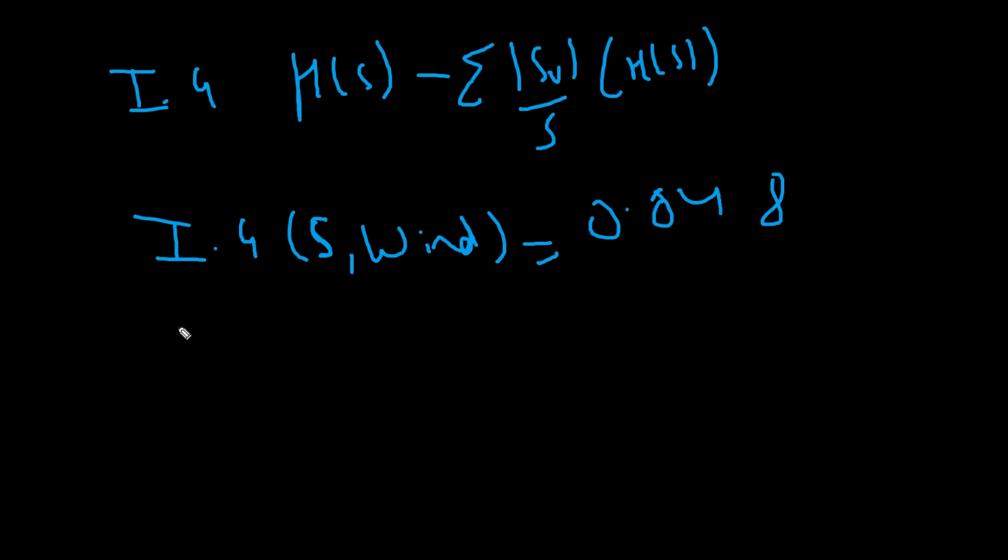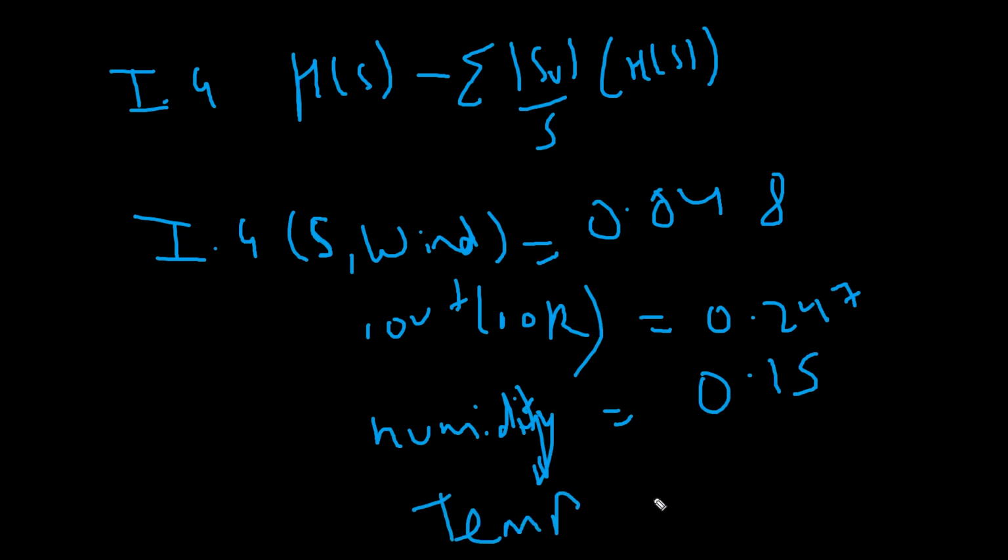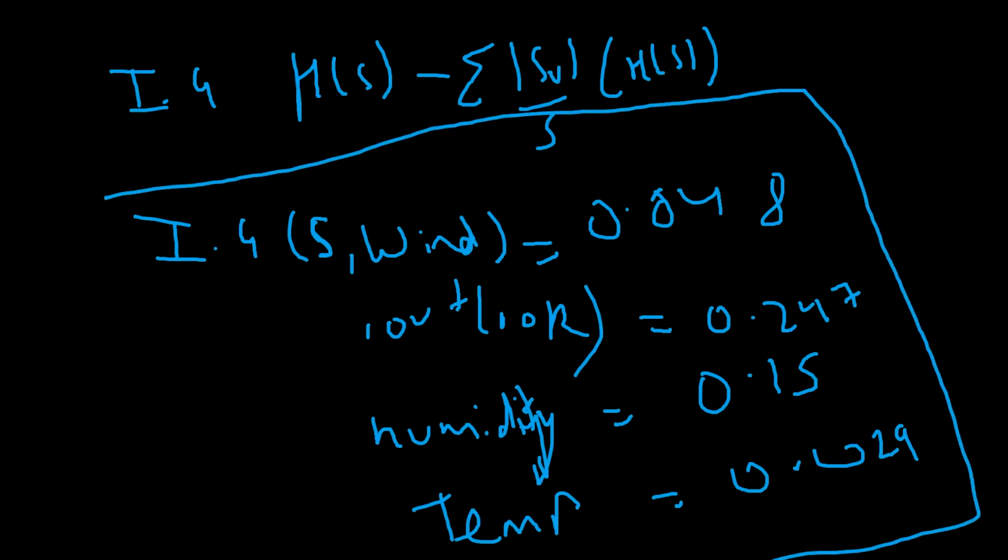Now the information gain with respect to outlook is going to be 0.247. Again, if you find the information gain with humidity, it is going to be 0.15, and if you find it with the temperature factor, it is going to be 0.029. So on what basis do we decide how to split our data?